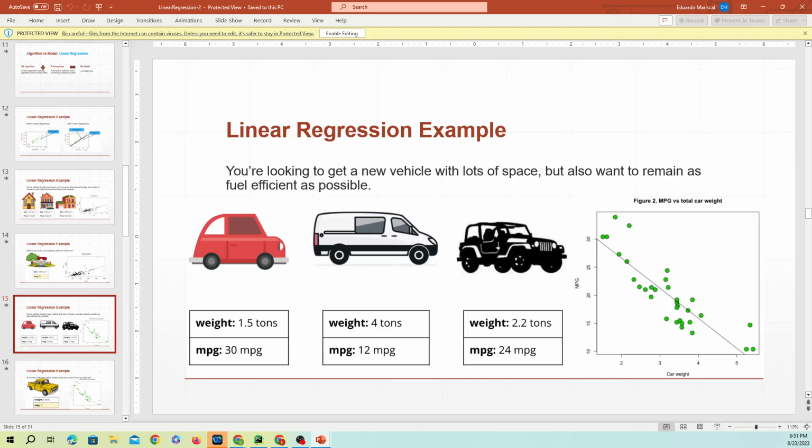You give this information to your algorithm, and then it creates a model, your linear regression line, and from there you can actually predict what the miles per gallon of your car will be if it is 3 tons. In this case, if it is 3 tons, you can predict that the miles per gallon of the car will be close to 23 miles per gallon.